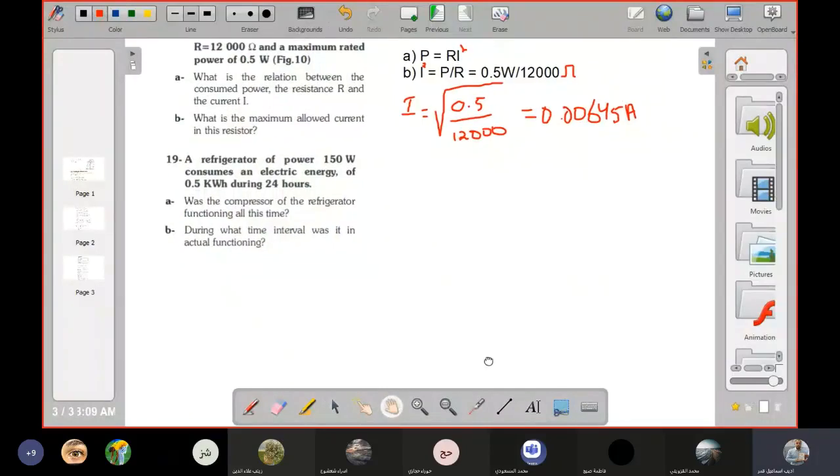Okay, Zainab, read exercise number 19. A refrigerator of power 150 watts consumes electric energy of 0.5 kilowatt hour during 24 hours. Part A.